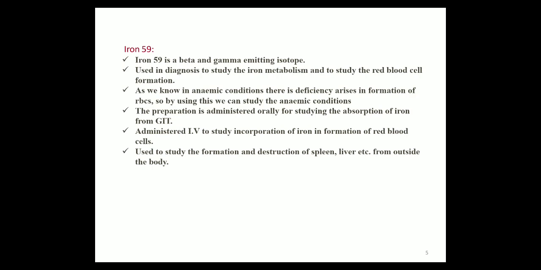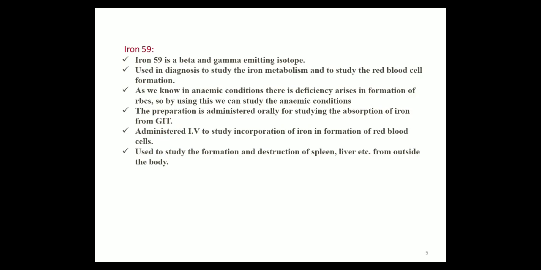Okay, the next example is iron 59, ferrous 59, right? Iron 59 is a beta and gamma emitting isotope. It is used in diagnosis to study the iron metabolism and to study the red blood cell formation. As we all know, RBCs are related with formation of heme or iron metabolism, right? As we know, in anemic conditions there is deficiency in formation of RBCs. So by using this we can study the anemic conditions, anemia.